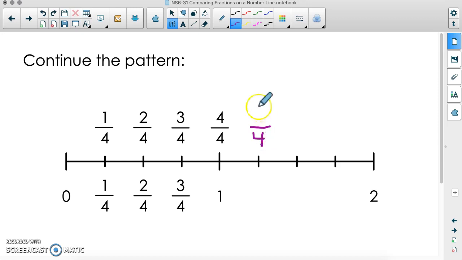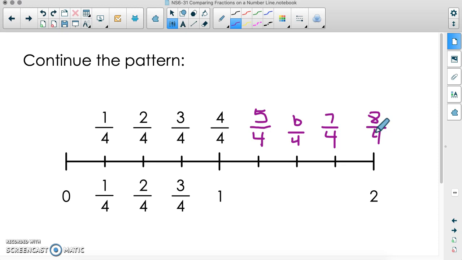Well, we're going to have 5/4, 6/4, 7/4, and then we're going to have 8/4. So we can use this to show mixed numbers as well. In the bottom of the number line, we're going to show the mixed numbers.